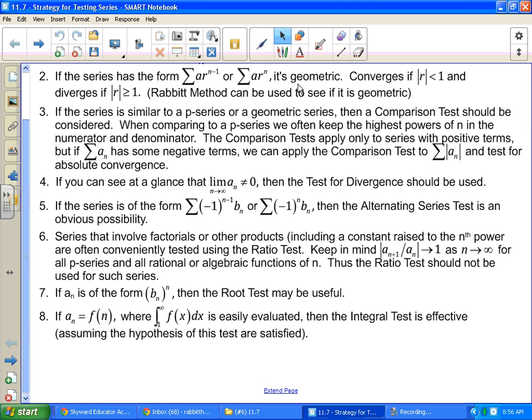Okay, second one is talking about the geometric ones. If you see that they're in this form, it's going to be geometric. The other way you can do it is what we talked about before, the rabbit method, listing out a few of them, and if you see you're always multiplying by the same thing to get the next one, that's going to be geometric. How do you find your R value then?